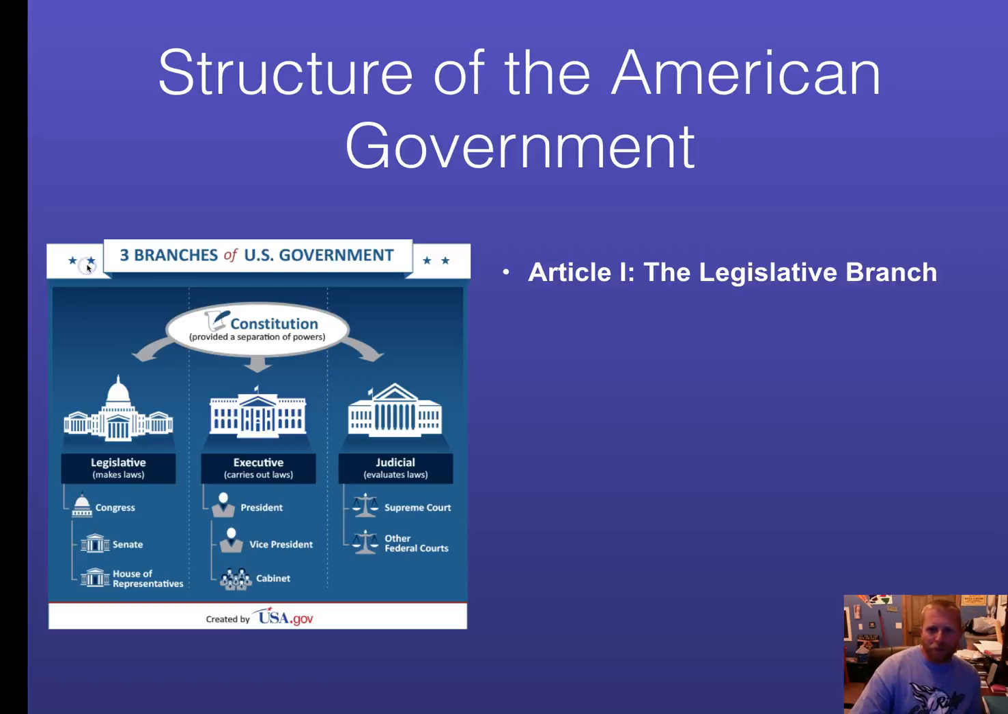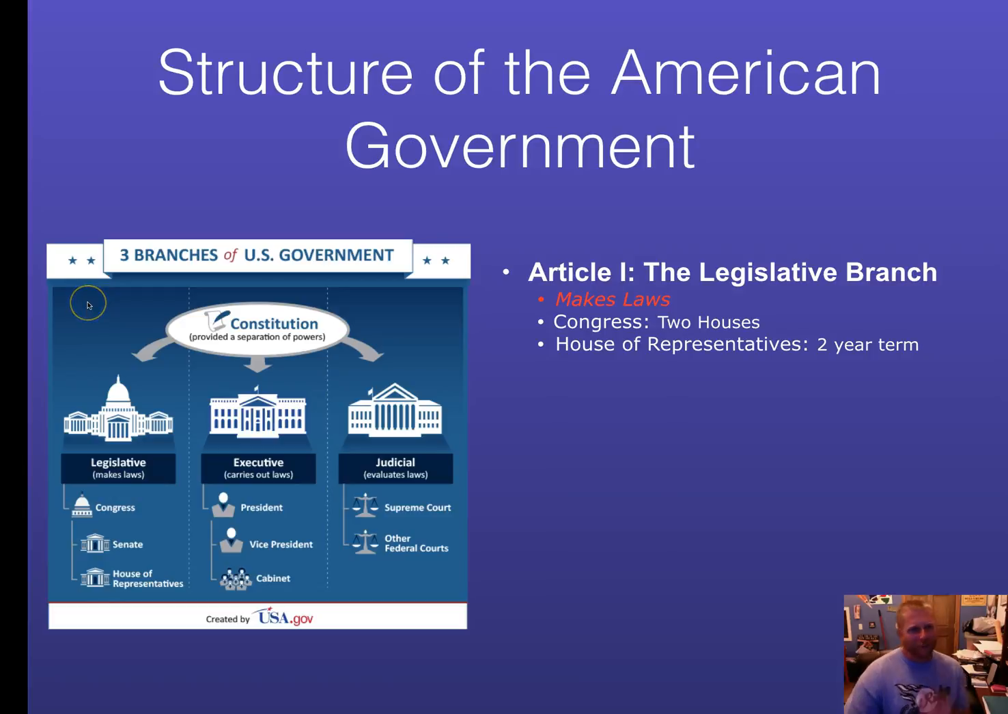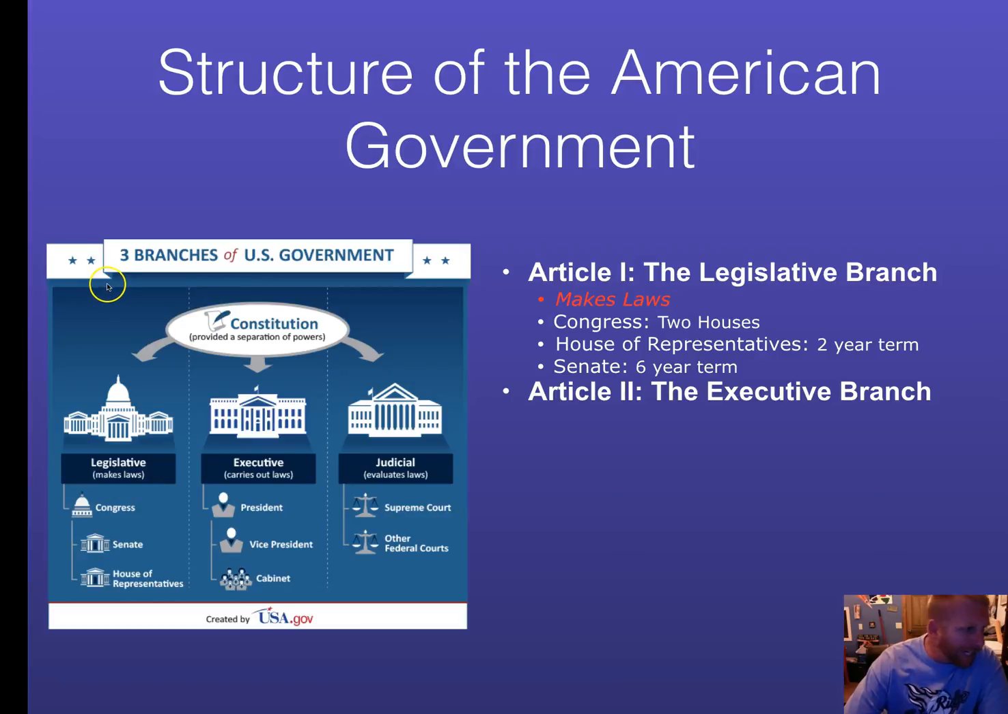A little quick overview of the structure of the American government. You have Article 1, which is the legislative branch. Their chief duty is to make laws. Congress has 2 houses, the lower house, the House of Representatives, based on population: the more people you have, the more representation you have. Colorado, for instance, has 7. Wyoming has 1. 53 representatives are from California. They serve 2-year terms. The upper house, the Senate, every state gets 2. They serve 6-year terms.